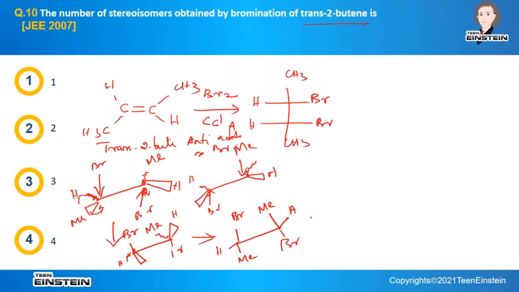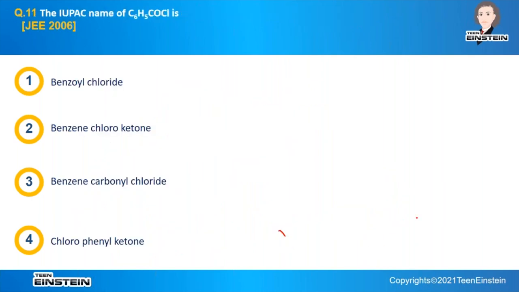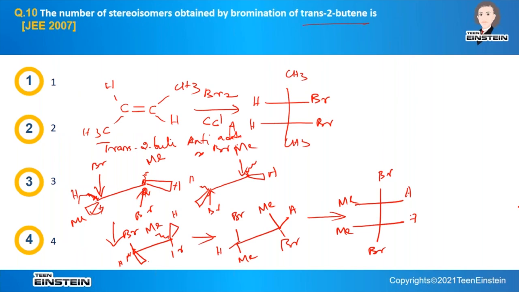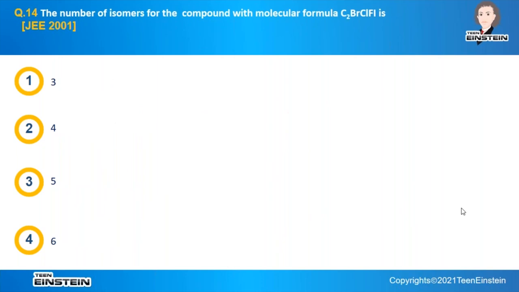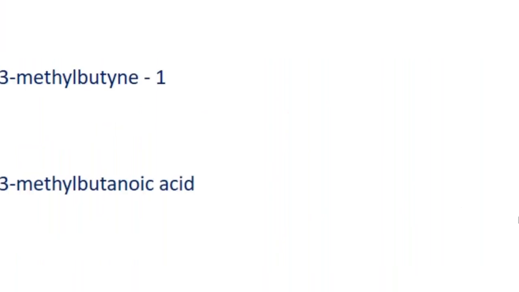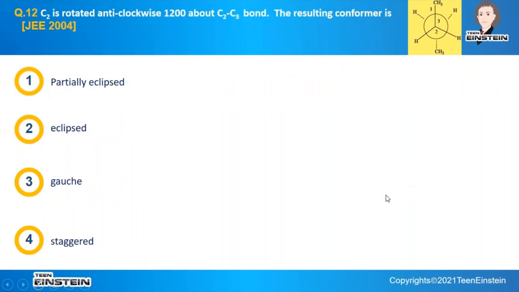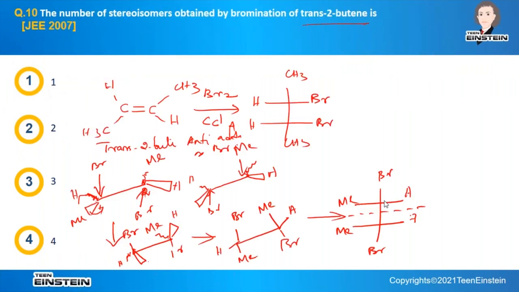So next we can write it in the Fischer projection formula. While writing the Fischer projection formula, both methyl groups are on one side. The addition takes place one in upside and another one in downside. So now you can see this compound has a plane of symmetry. So this will be a meso compound. So this is not an optically active compound.